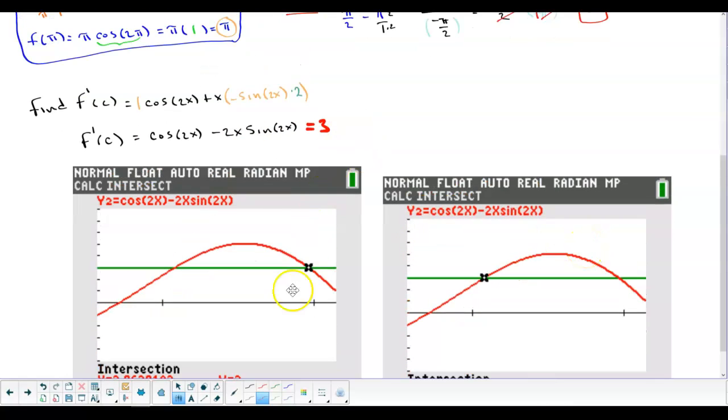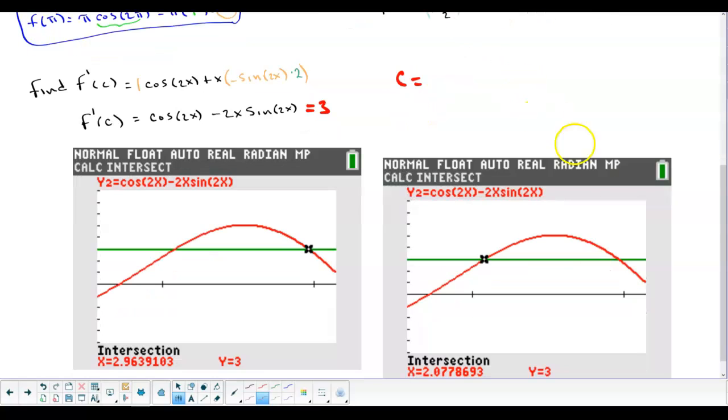So what did we just find? We found that C is equal to, we'll start with the smallest one first, 2.078 if we round to 3 decimals, and 2.964.